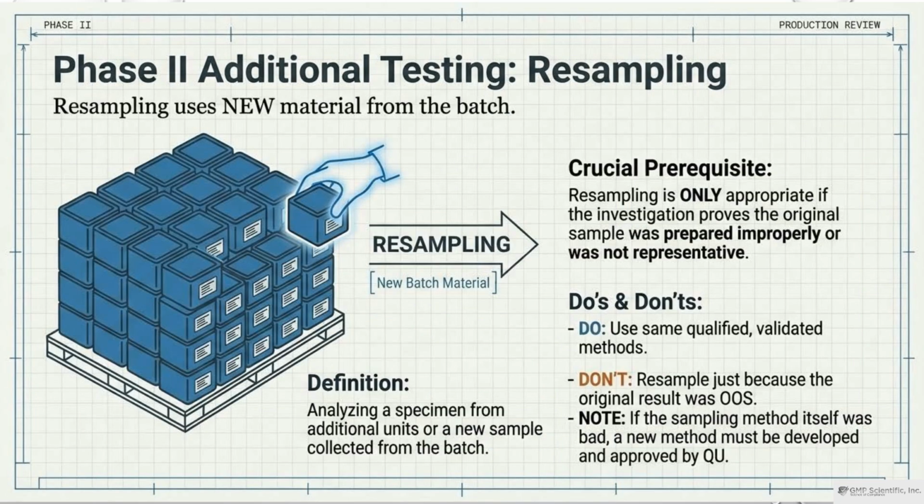Resampling uses new material collected from the batch. This is only appropriate when the investigation proves the original sample was not representative or improperly prepared. Resampling is never justified simply because the original result was OOS.